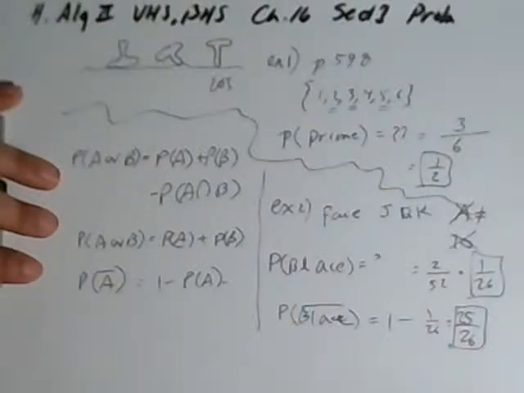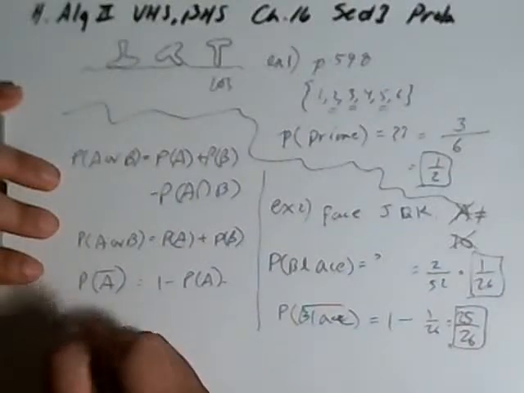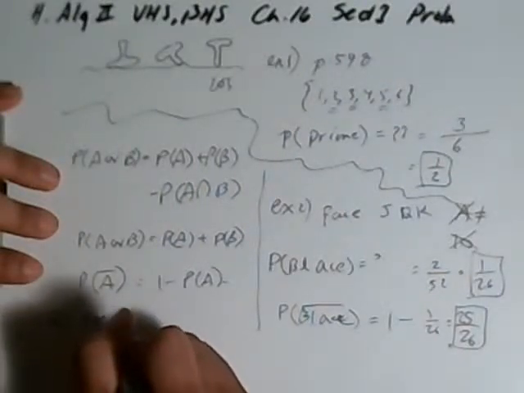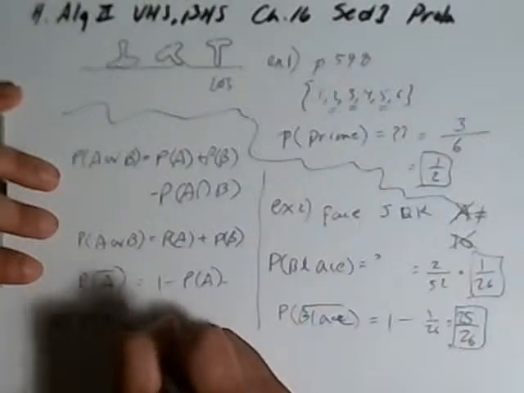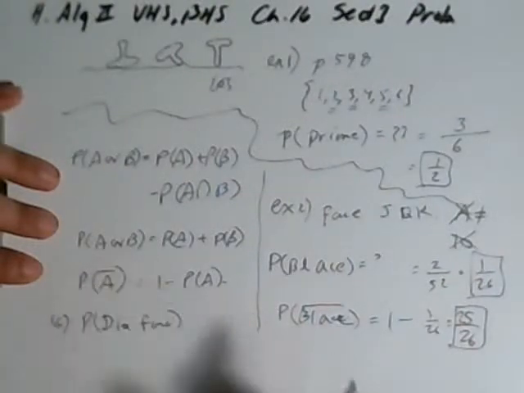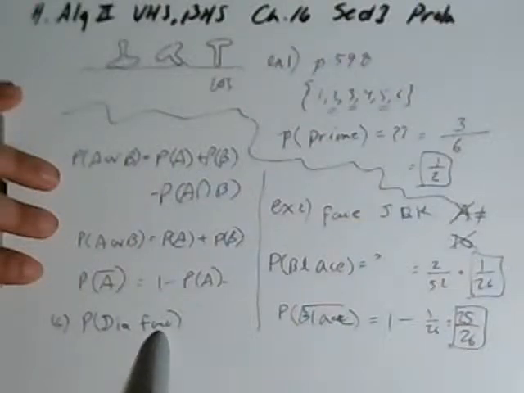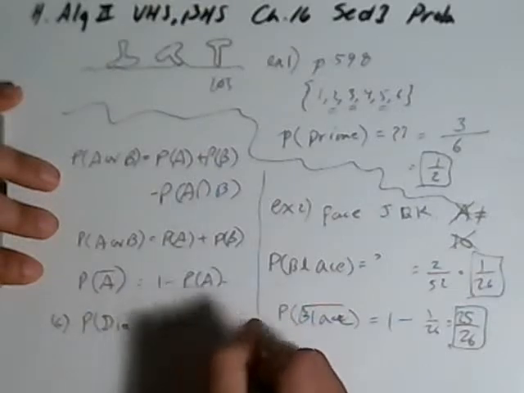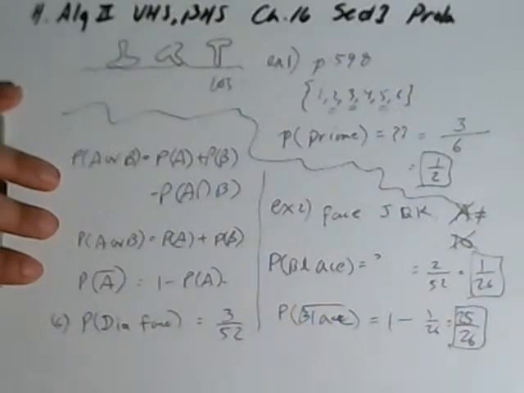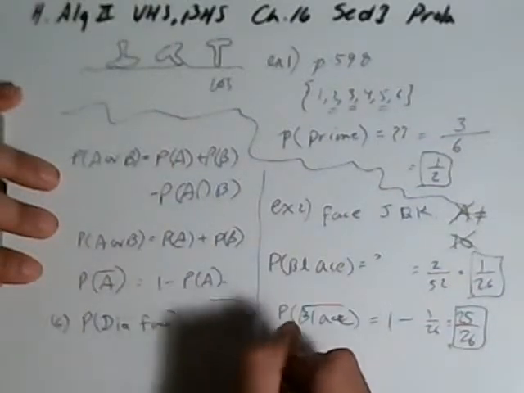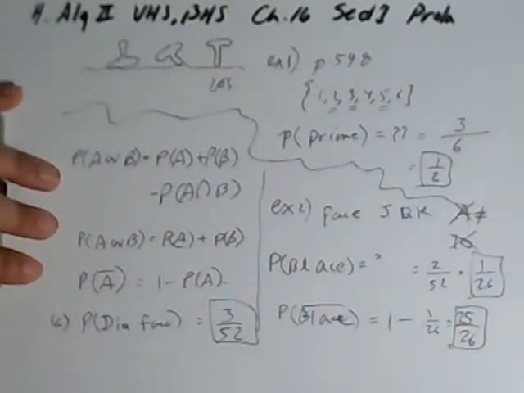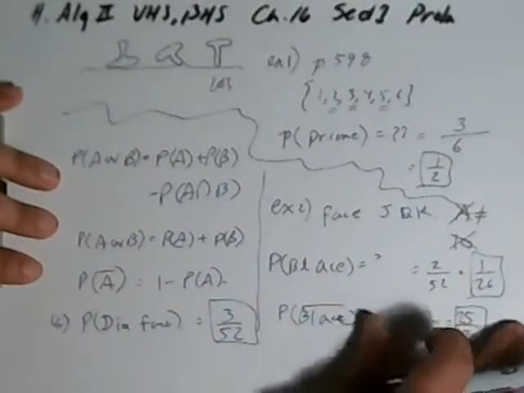A diamond face card. Part C. Probability of a diamond face card. How many diamond face cards are there? There are the king of diamonds, the queen of diamonds, and the jack of diamonds. So there's going to be 3 out of 52. And that's it. I believe that's not reducible. Yes, it's not reducible. So that's the solution set for example number 2.